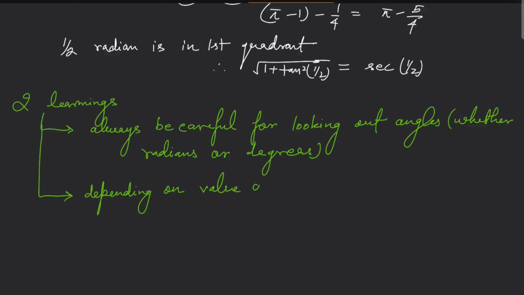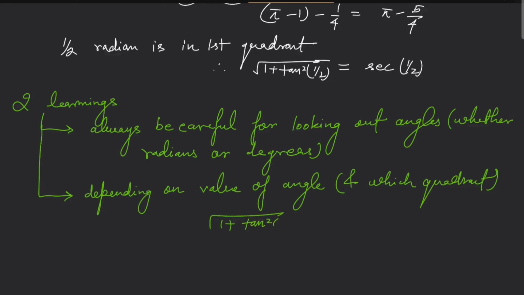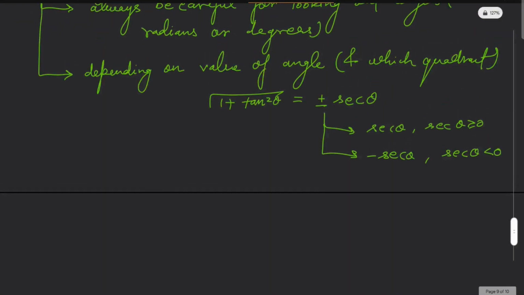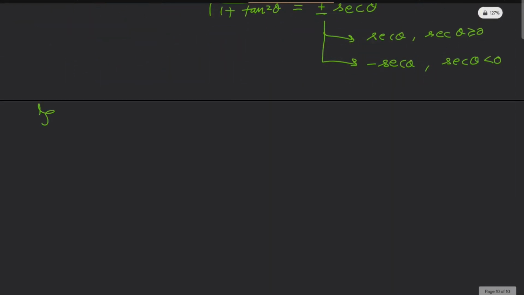And the second learning from this question is that the value of under root 1 plus tan square theta is dependent on the value of sec theta. And sec theta is dependent on the value of the angle, whether it was in the second quadrant or first quadrant. So under root 1 plus tan square theta can be written as either sec theta or minus sec theta. It can be written as sec theta when sec theta is greater than or equal to 0, and minus sec theta when sec theta is less than 0.